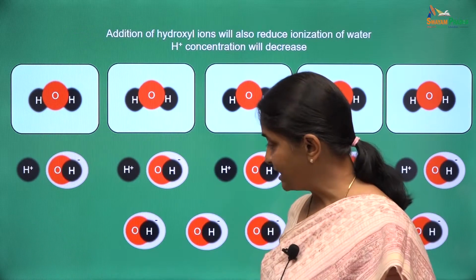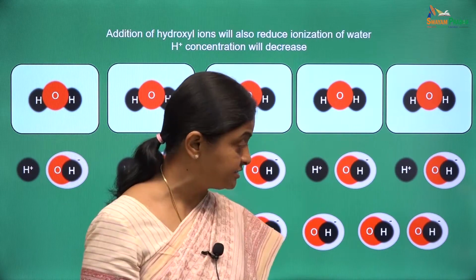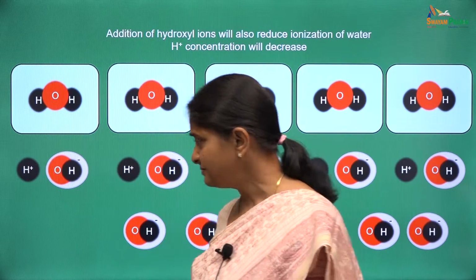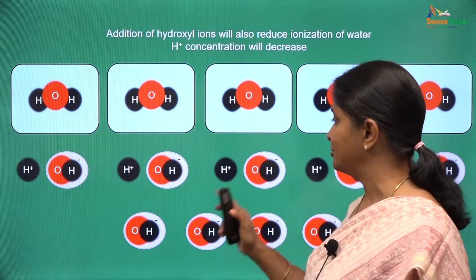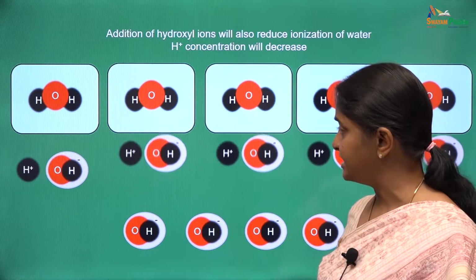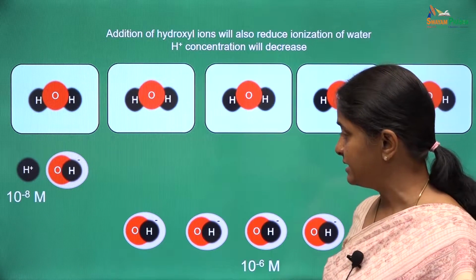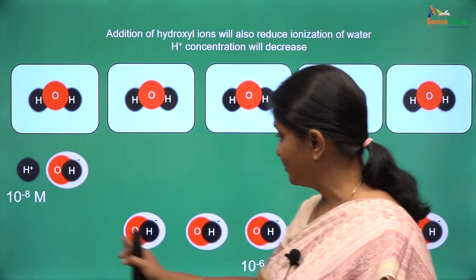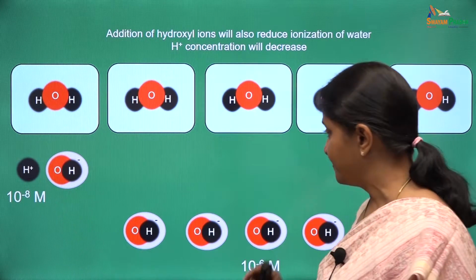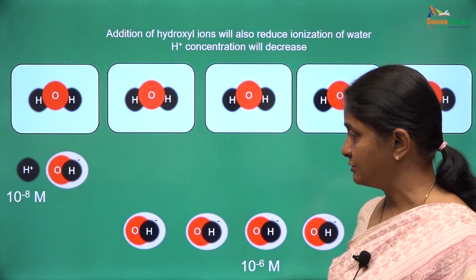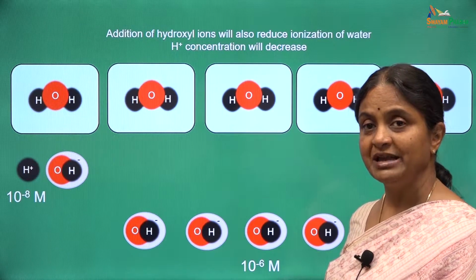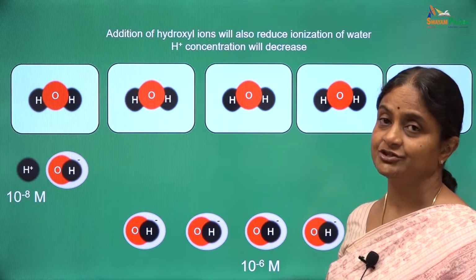Similarly, when you add extra hydroxyl ions to the system, again some of the water molecules in the ionized state will move into the stable state, and you will have the concentrations of hydrogen ions and hydroxyl ions in such a manner to maintain the ionization product constant of water.